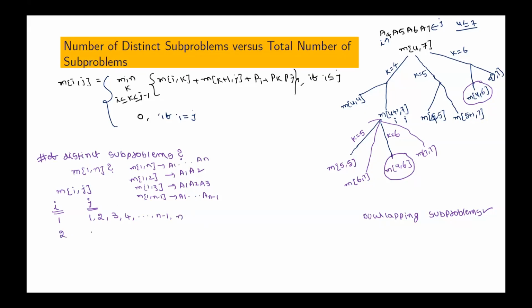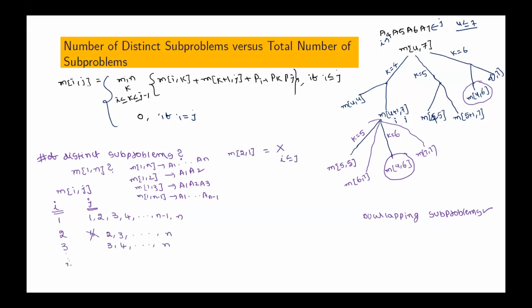When i equal to 2, j equal to 1. Is it valid or not valid? That means M2 comma 1. Is it valid? No. Always i should be less than or equal to j. So this is not valid. j equal to 2 is valid, 3 valid, n also valid. Similarly, when i equal to 3, j is 3, 4 and so on up to n.